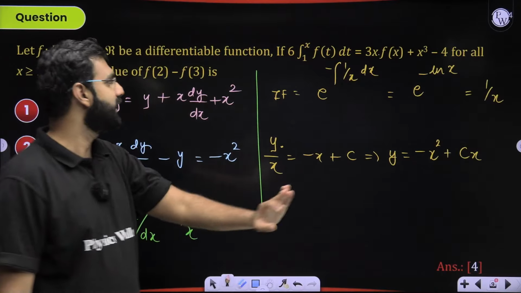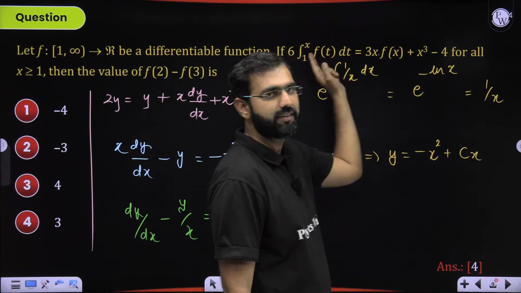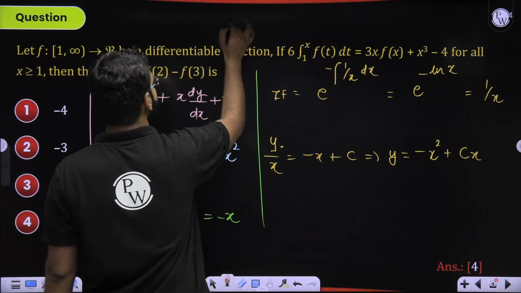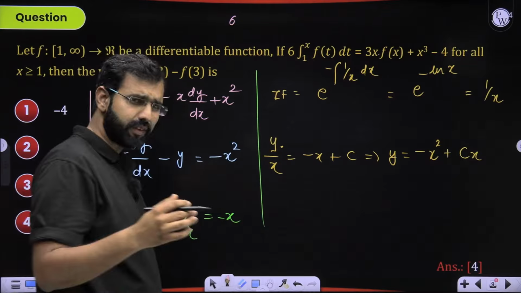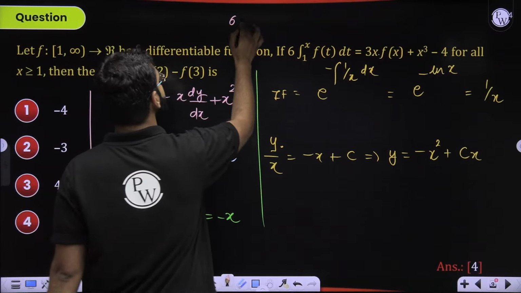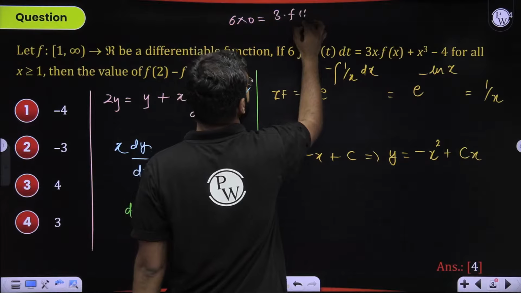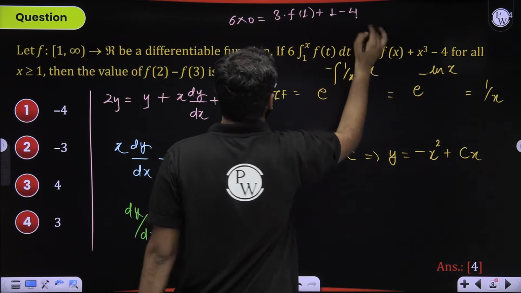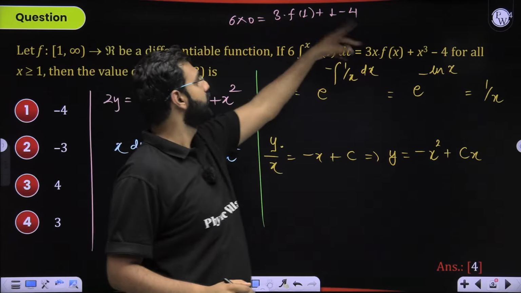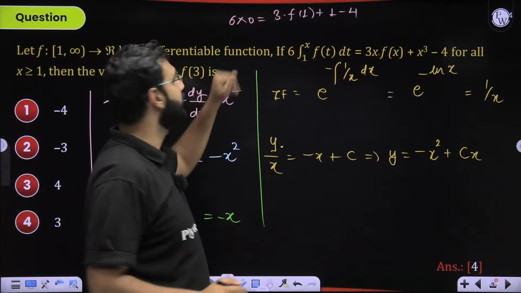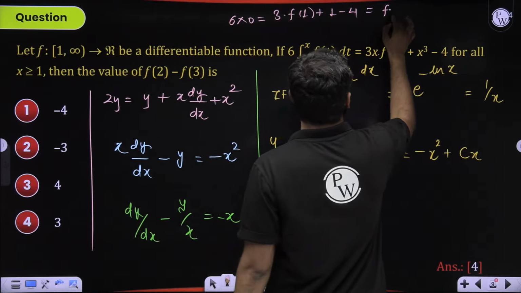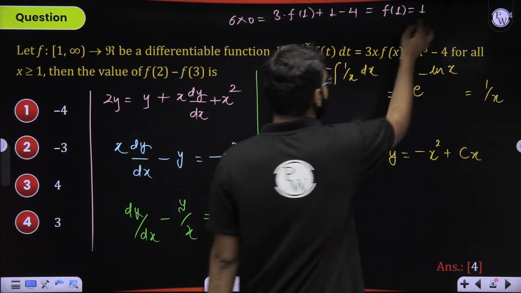How do we find c? The only tricky thing here you need to do is replace x by 1 in this equation. When you do so, it is 6 times integral from 1 to 1. So the integral from 1 to 1 will be 0. So it is 0 is equal to 3 f of 1 plus 1 minus 4. Correct me if I'm wrong. So that's 0. This minus 3 goes to the other side, 3 by 3 is 1. So f of 1 we receive as 1, which means when x is 1, y is also 1.